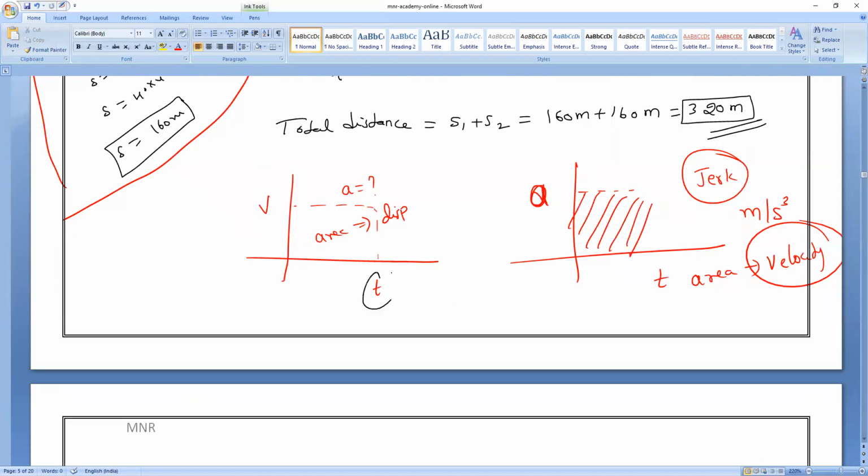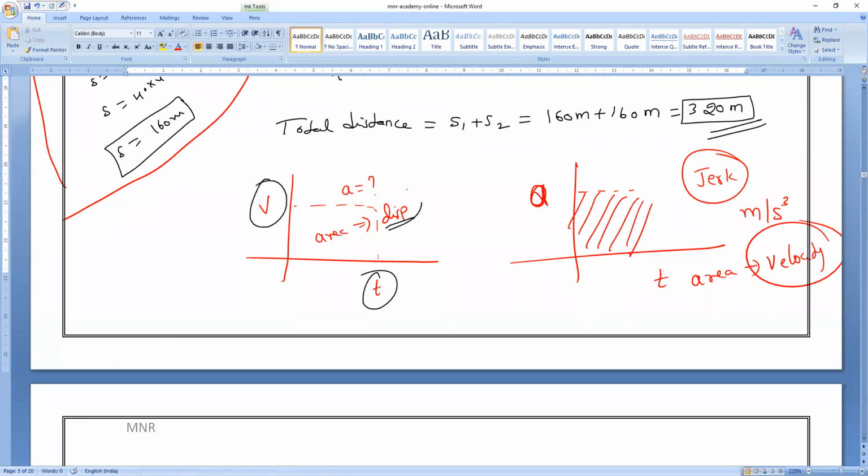Velocity-time graph: the area under the velocity-time graph gives you displacement. The area under the acceleration-time graph gives you velocity.